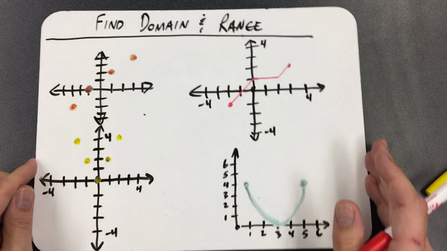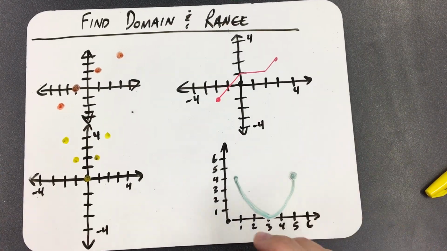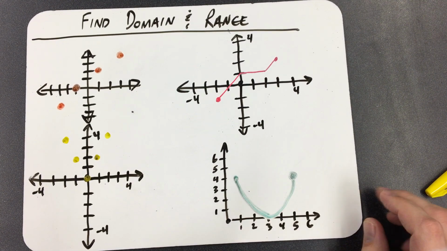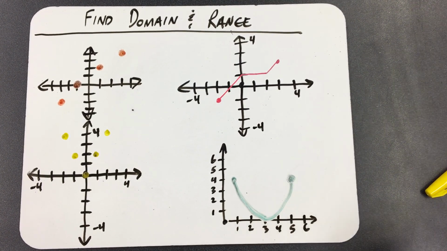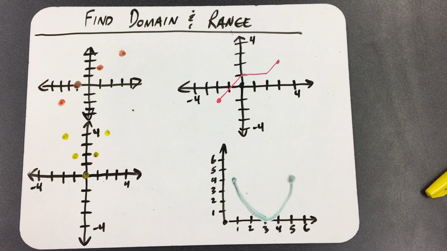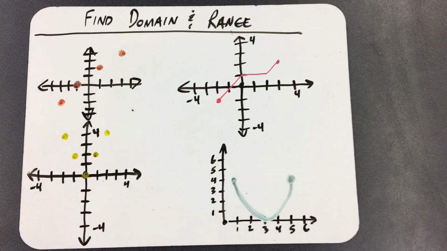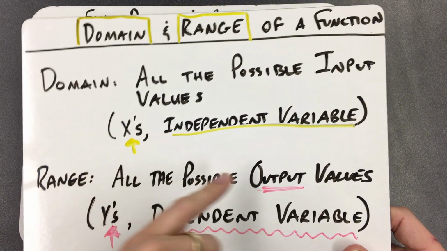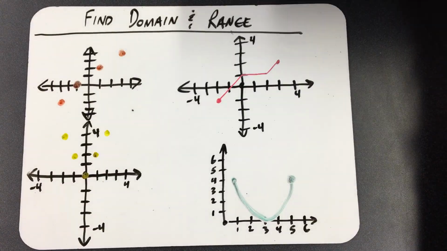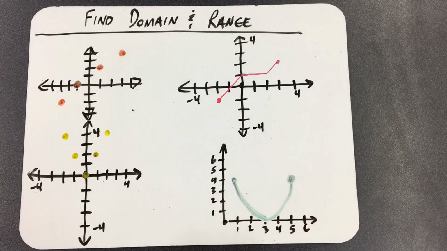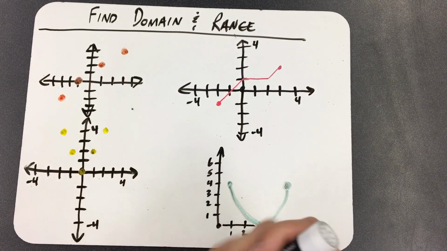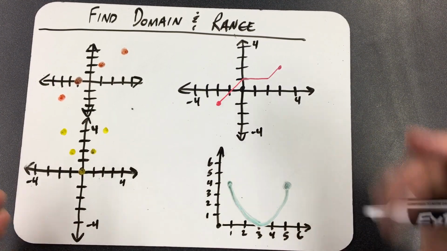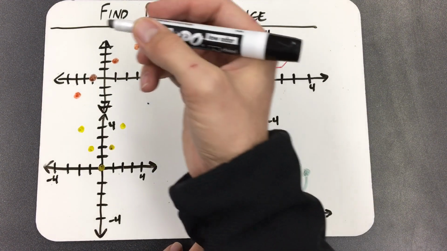Okay, so here's what I'm talking about. When they give you a graph, they're going to ask you, hey, find the domain and find the range. Don't be overwhelmed by this. It's not too bad. Remember, the domain is a list of all the x coordinates, all of the inputs, the independent variable. And so on this first one here with the orange dots, you only have certain numbers that you could call the domain.